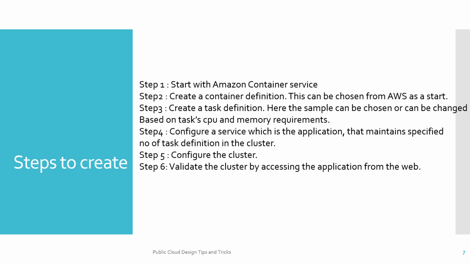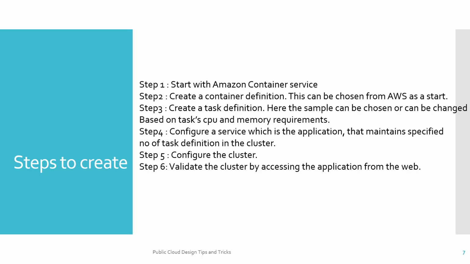Now, if you really want to start from scratch using Fargate, you have to follow a few steps. The first step is to go to the AWS portal, where you can select Amazon Container Service. Once you select that, step 2 is to create a container definition. When you create a container definition, it is about what image and what memory requirements. By default in AWS, if you start from scratch, you can have a few sample images like web applications, an Nginx application, or other sample applications that AWS provides.